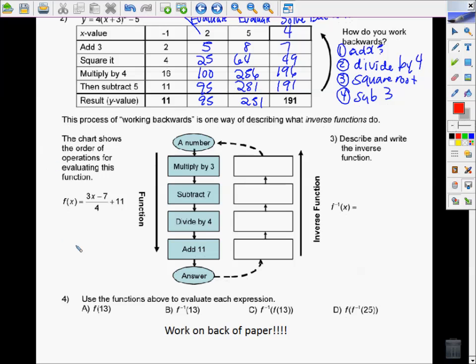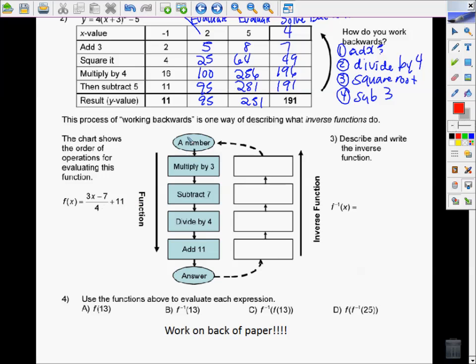So this is our function. This function tells me to multiply by 3, subtract 7, divide by 4, add 11. Do we all agree with that? Yes. Is that what this function tells me to do? Yes. So to any number, I'm going to multiply by 3, subtract 7, divide by 4, add 11.